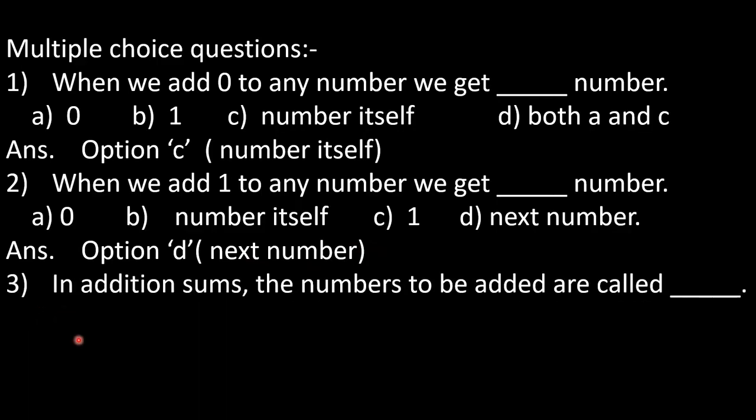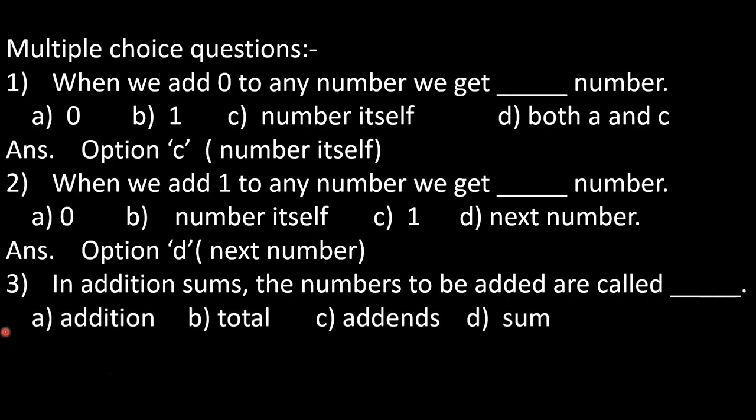Now in question number 3 it is given in addition sums. Addition sums में the numbers to be added are called dash. जो numbers हम add करते हैं उन्हें हम क्या बुलाते हैं? So here options are A addition, B total, C addends and D sum. So बेटा जिन numbers को हम add करते हैं वो numbers addends कहलाते हैं. So option C is correct, addends.